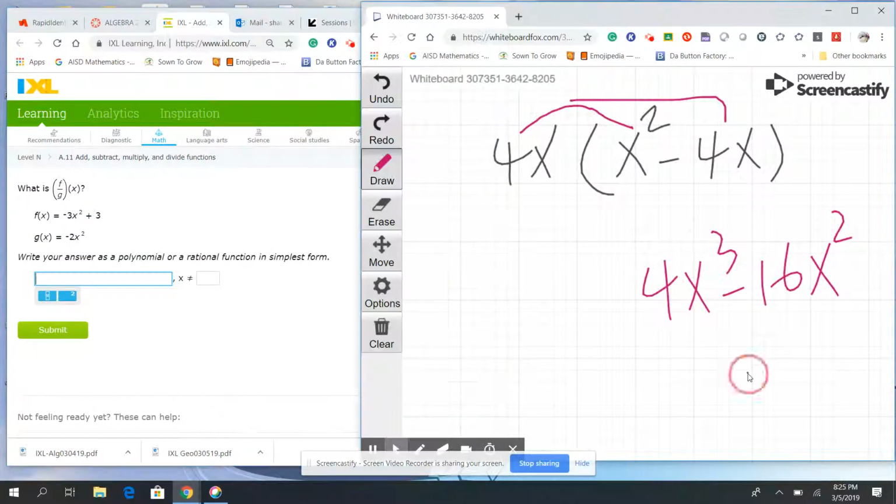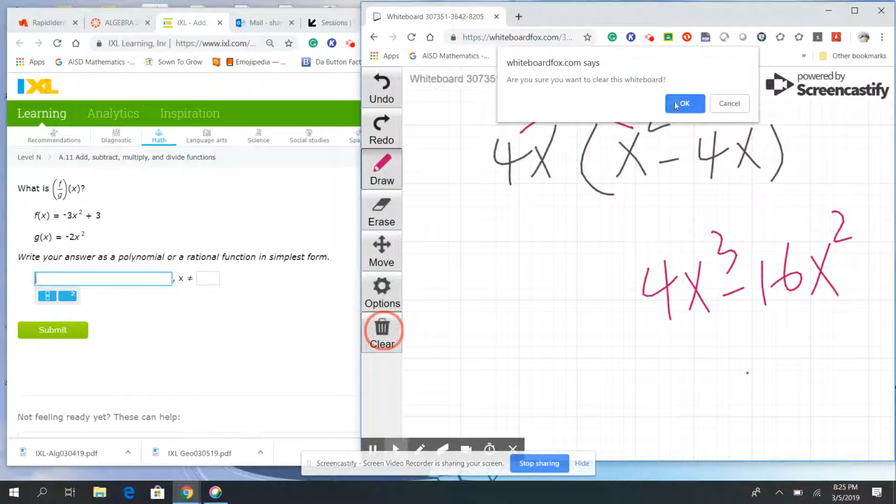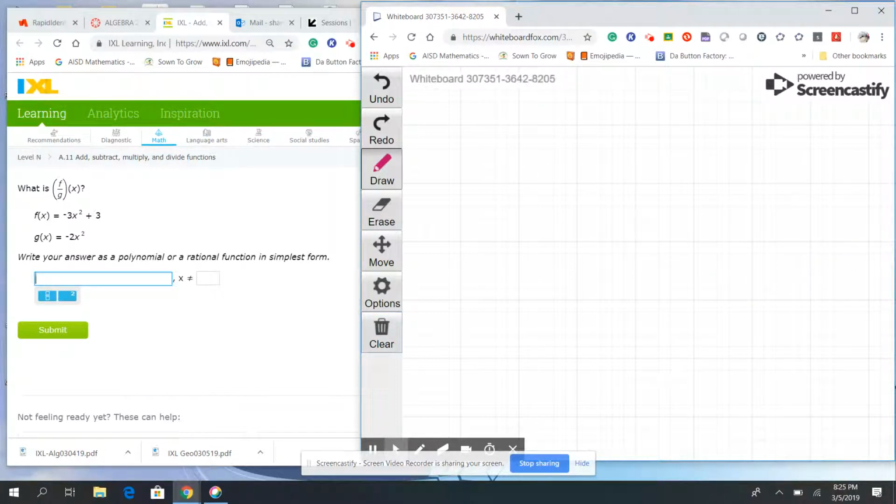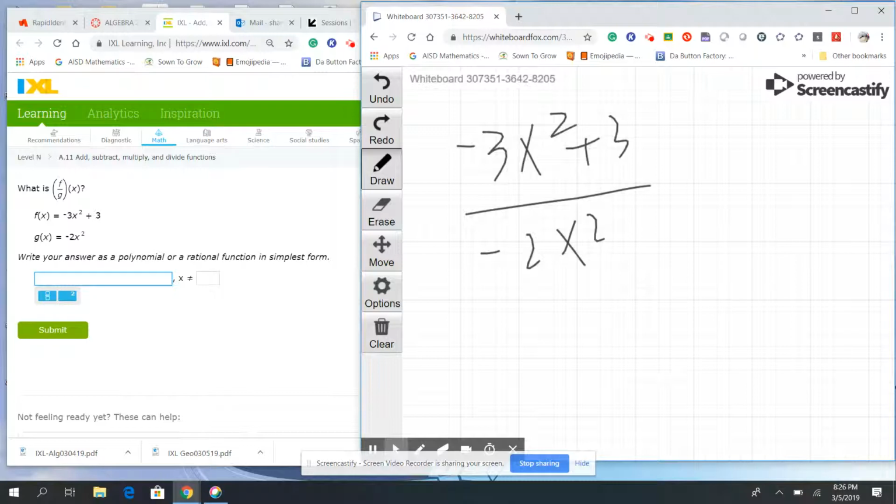Okay, so the next one is division. I know most of you are struggling with this. The way you write division, you just put the first one on the top, right? And since it's f of x divided by g of x, it will be negative 3x squared plus 3 over negative 2x squared. And then this second box here is saying negative 2x squared cannot equal 0, which means x cannot equal 0.